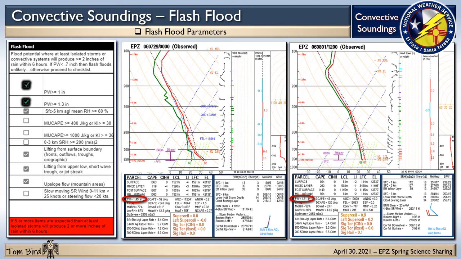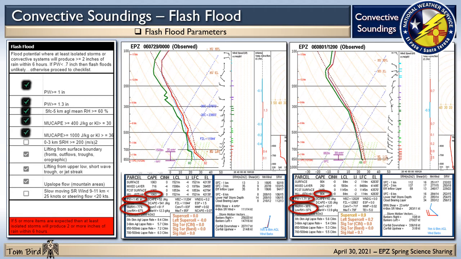1.45 and 1.71, that gives us 2 check marks on these 2 days. And this is basically August 1st of 2006. We'll show you what happened here in just a second on that day. Then we go to our moisture, and we definitely have really high levels of moisture. You can see it's a deep, moist sounding just by looking at the dew point trace, but you also look at the RH at mid and low levels. You can see those high numbers there.